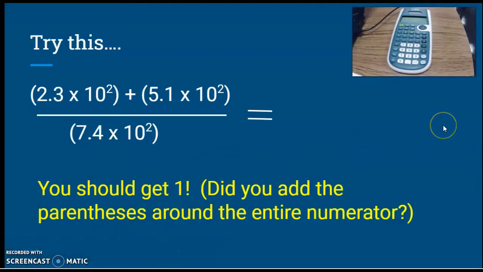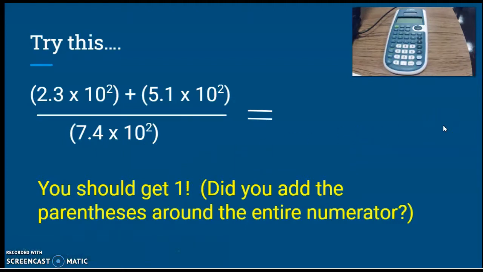And if you've done that, hopefully you've learned a little bit about how to use your calculator for exponents and scientific notation.